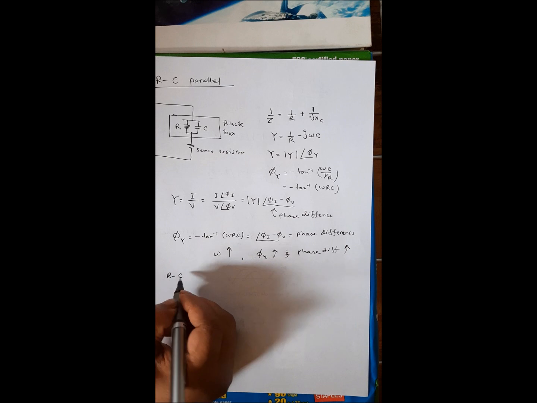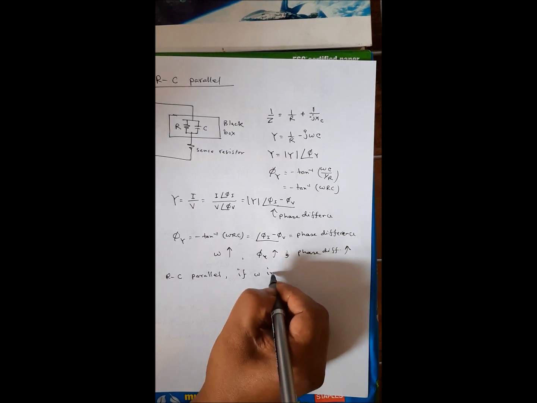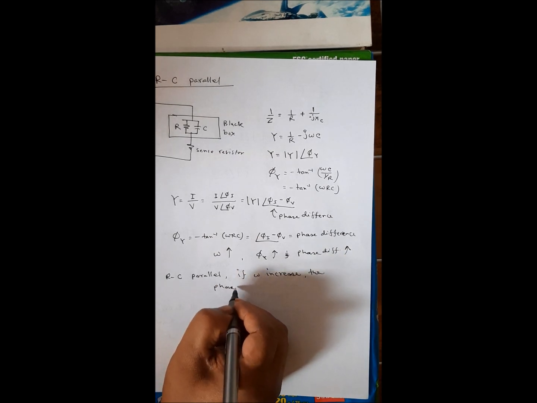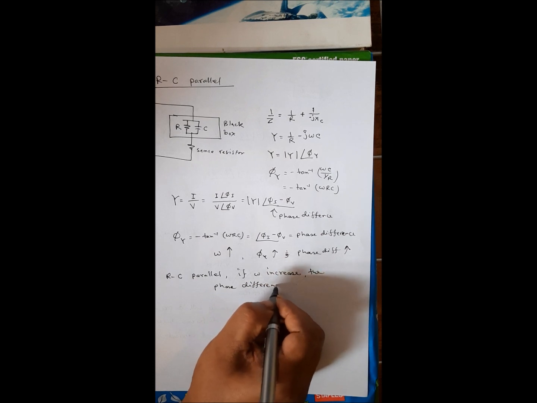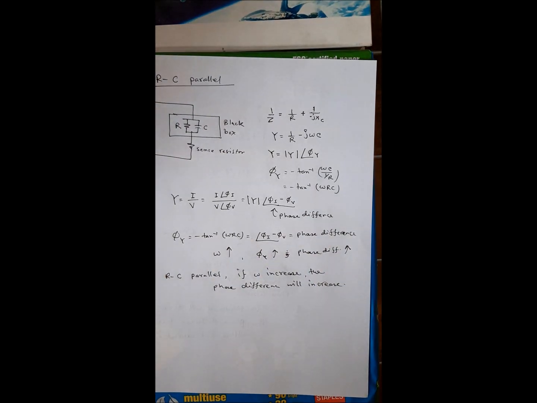So for RC parallel, if omega increases, the phase difference will increase. So at first we should determine it is RC circuit, then we change the frequency and see how the circuit responds. If the increase in frequency causes increase in phase difference, that is RC parallel. But if the increase in frequency decreases the phase difference, then it will be RC series.